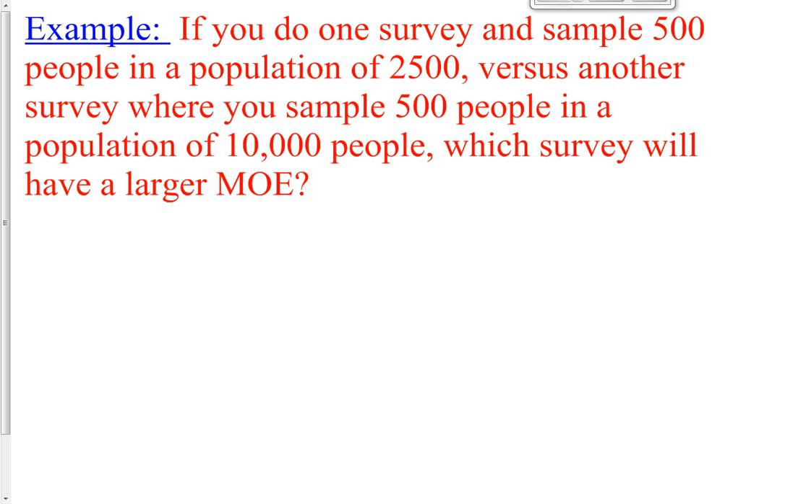If you do one survey and sample 500 people in a population of 2,500, versus another survey where you sample 500 people in a population of 10,000 people, which survey would have a larger margin of error? So if you think of it this way, this is about the size of Dassel. Let's say you took 500 people in Dassel to take a survey. And this is a little bit smaller than Hutch, but let's say this is about Hutchinson size. And you're going to take 500 people in Hutchinson to take a survey. Which survey will have a larger margin of error?